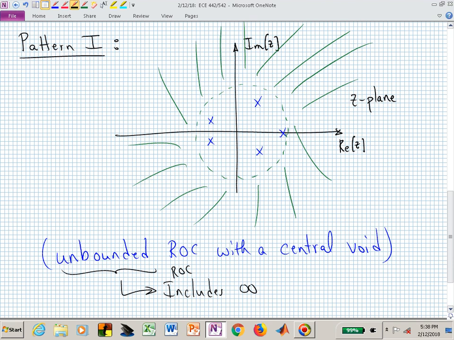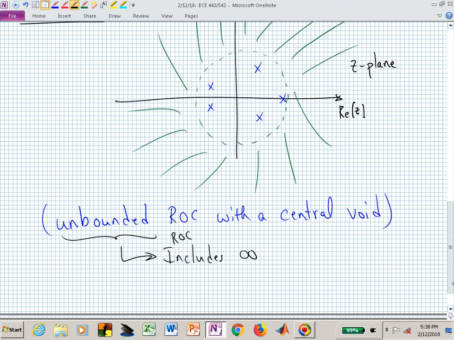So the region of convergence is outside of all poles. I never know quite how to explain that, but a pole is not on the region of convergence. So here's my description.